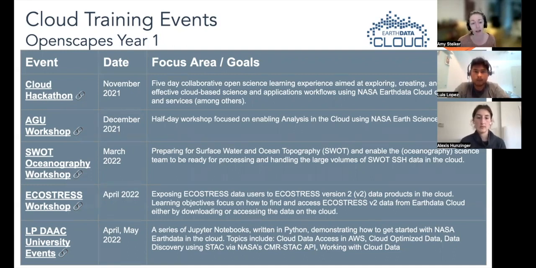The Cloud Hackathon at the top was a really successful cross data center effort that spanned a week of interactive, Jupyter Notebook-based tutorials, and also gave the participants a chance to hack and play around with some of their own use cases and needs, building upon the tutorials that we taught. We also hosted an AGU workshop, and then a couple of other NASA mission specific workshops focused on those more individualized user communities.